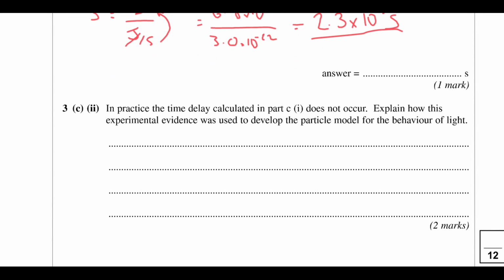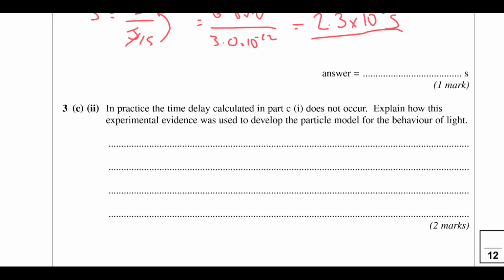Part D: the time delay calculated in part C does not occur. Explain how this experimental evidence was used to develop the particle model for the behavior of light. Okay, so the particle model of light predicts that all emissions will be instantaneous. The wave model says it can take a period of time. So essentially, the fact that there is no time delay in emissions tells you that it's the particle model of light that is explaining what's going on. So that's the general theory.